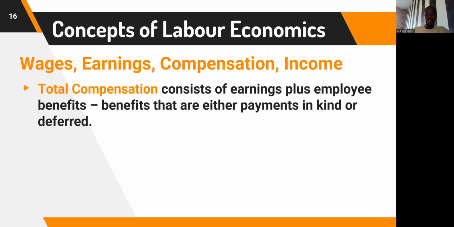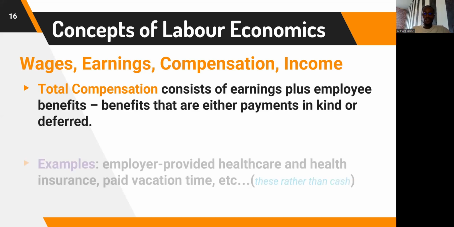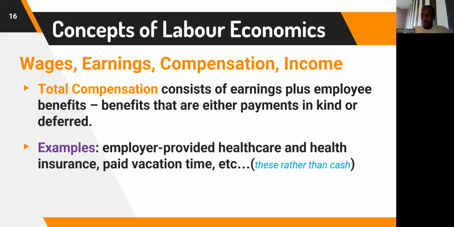So, for instance, employer-provided healthcare. Like the National Health Insurance Scheme, it's some kind of compensation that is given to everybody, workers or non-workers. So that is also part of compensation. And then paid vacation time. Sometimes we have institutions that would say, well, you've worked with us for 10 years now, we are going to pay for your travels and your hotel fees to go to Dubai and rest for 1 month and come back. That also is total compensation.